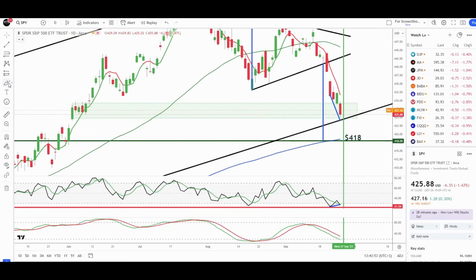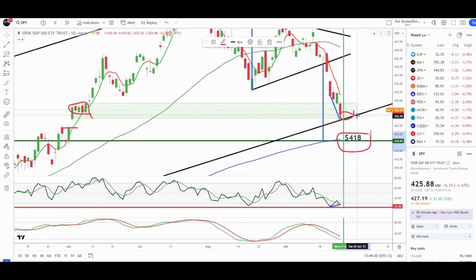We also have support from this little cluster of demand. The bottom of this cluster of demand is around 425.8. That's pretty much where we closed yesterday. So I'm still expecting buyers to step in at these lows. Eventually, I expect this gap at 422 to get filled and to move even lower to 418. That's my ultimate low by the end of October.